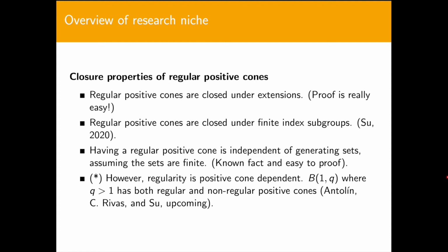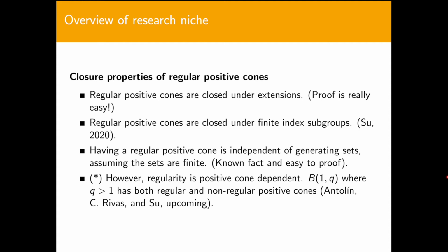Third, having a regular positive cone is independent of generating sets, assuming that the generating sets are finite. This is a known fact and also an easy proof. And finally, and I put a little star around it because if we have time, we will prove it: regularity is positive cone dependent. So depending on the positive cone, it may be more or less easy to figure out if something's in it.